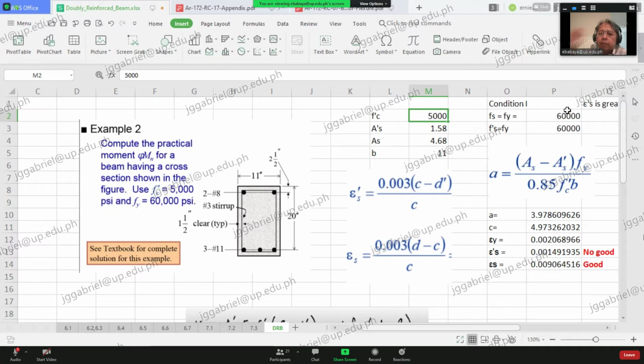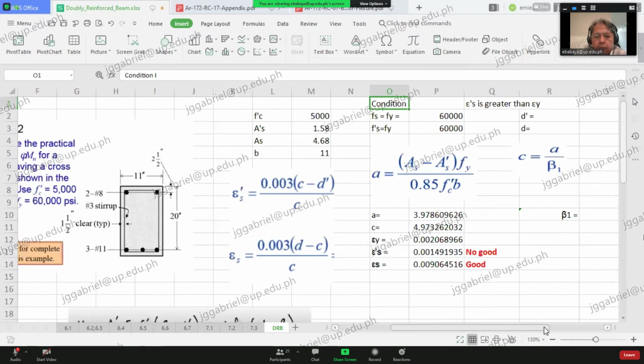Fy is 60,000 psi. Now, condition one, our assumption is that F prime of S, the stress for the compression and tension reinforcement, reaches the yield point. So that's equal to 60,000. Okay, and your condition one. Now we will have to check it.